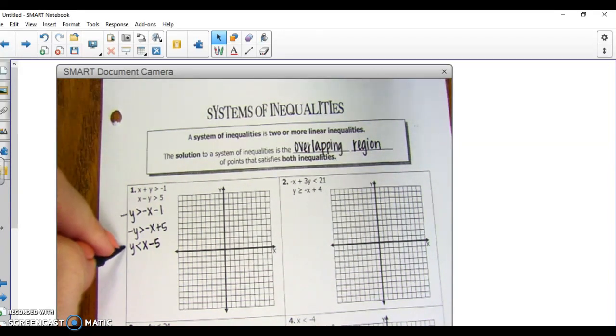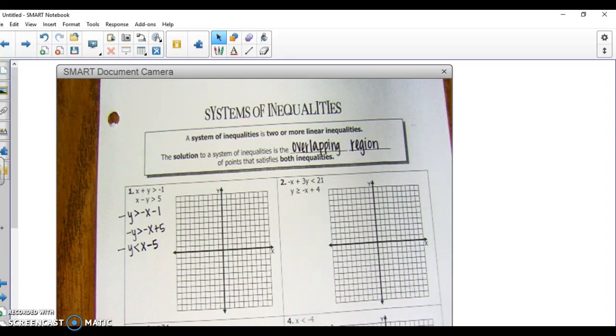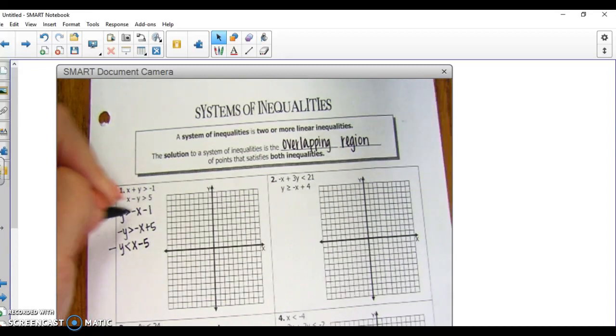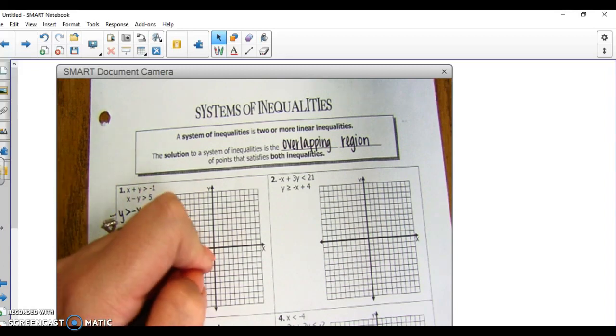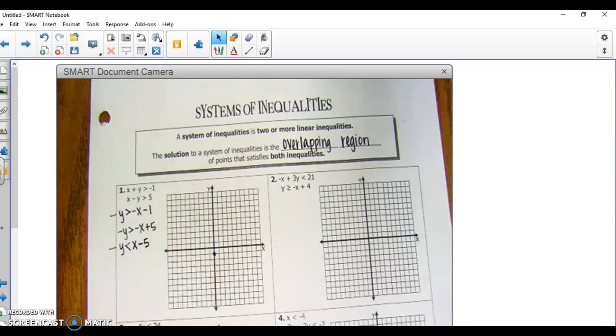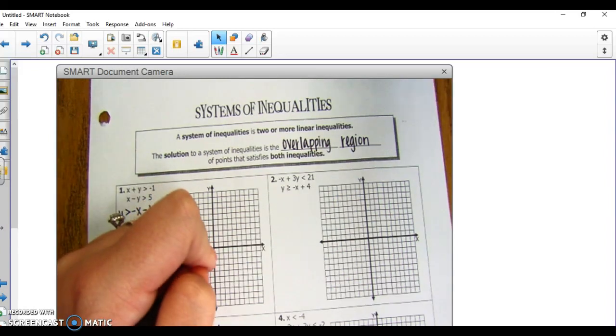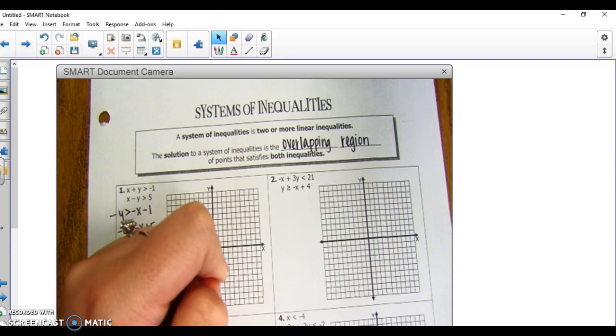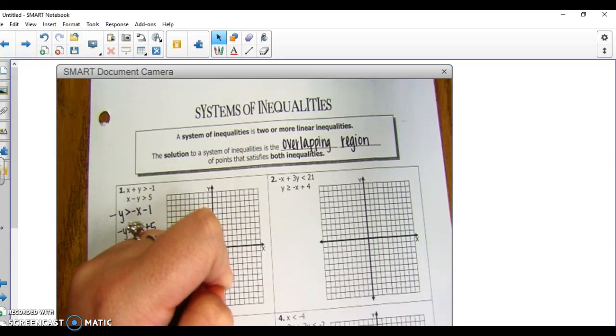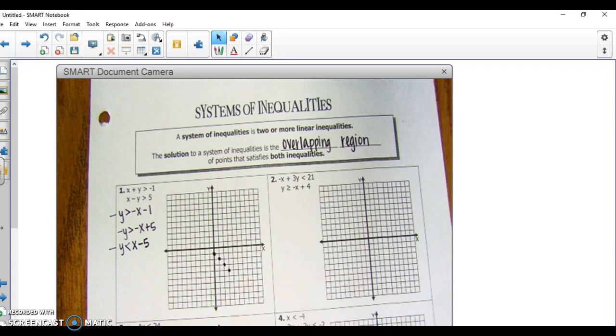So I have my two equations I'm going to graph, and that's step 1. So I have y is greater than -x minus 1. So I need to start at -1. And then my slope is -x. So that means I need to go down 1 and to the right 1. So I drew a few extra points on there.